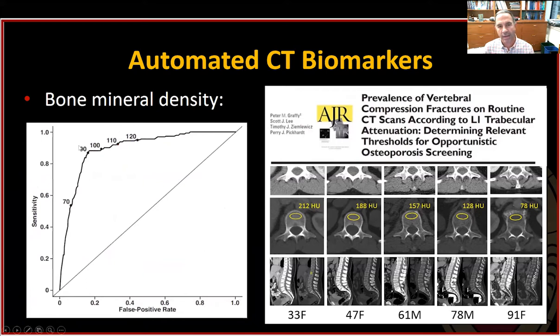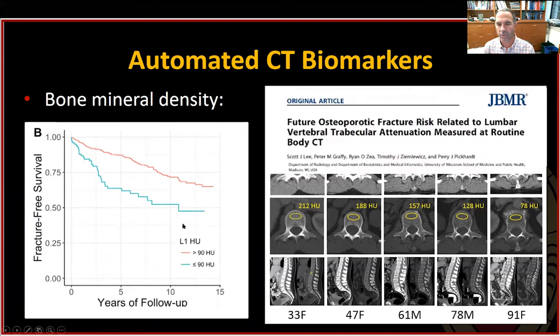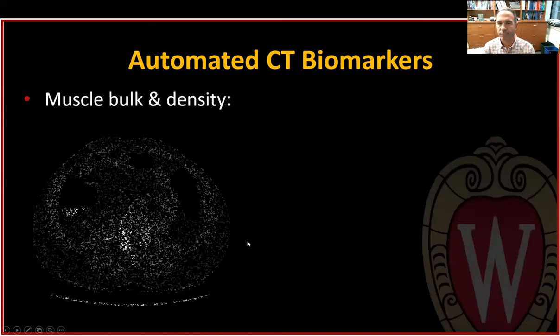And if you use a 90 Hounsfield unit threshold for 120 kV scans, which all of our scans in this study were, that's a pretty good operating point for osteoporosis. And they're at a much higher risk for future fractures, which we've looked at. And these are future osteoporotic fractures in a separate cohort than what I'll be presenting in a moment.